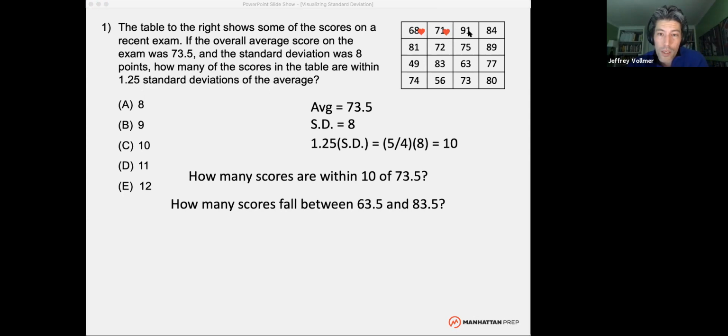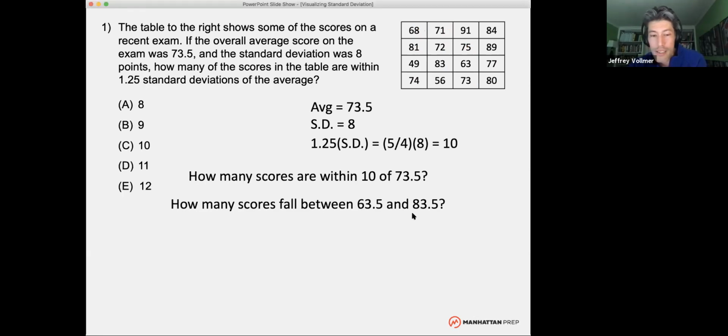That one works, that one works, this one does not. And 84 just misses the cut. And no rounding up here. We're not going down to 63 and up to 84, no rounding. 81 works, 72 works, 75 works, 89 does not. 83 just makes the cut, but 63 does not. It's like 84 here, it just misses out. 77, 74, 56 is too low. 73 and 80. So it looks like I have 10 that are in the range, 10 hearts here, and 6 that are not.